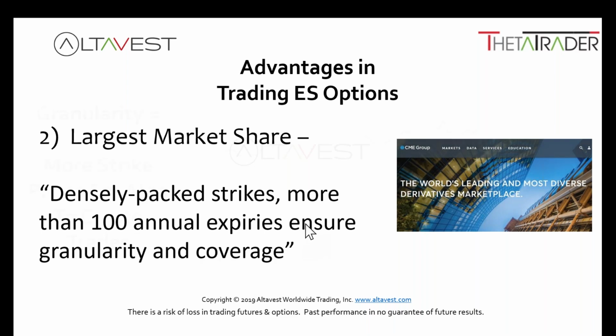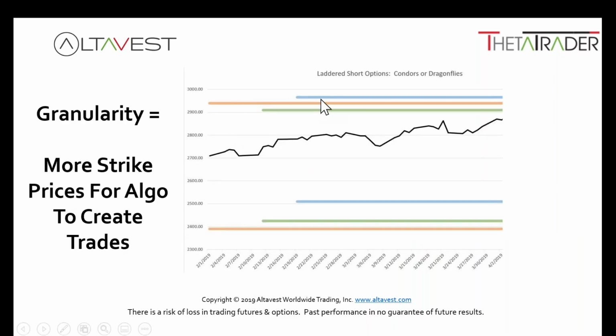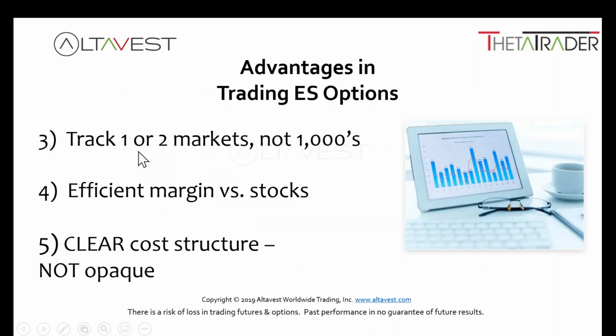And that's important because if the algorithm says you're doing a Condor or Dragonfly and it's searching for strike prices, calls, and puts, the strikes may not be there if you're trading in a different market. So you just have no trade to place. So that's why that granularity in the strike prices is important in what we're doing. So you can't do this with typical stocks. You just can't. You can track one or two markets, not thousands.